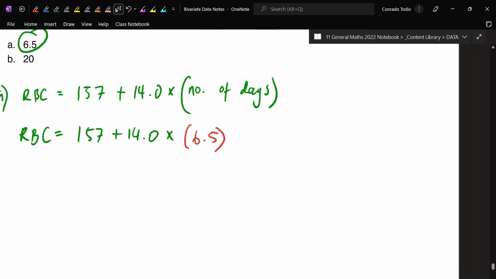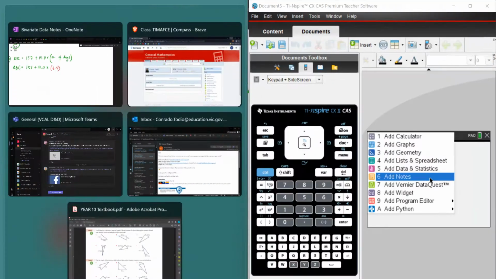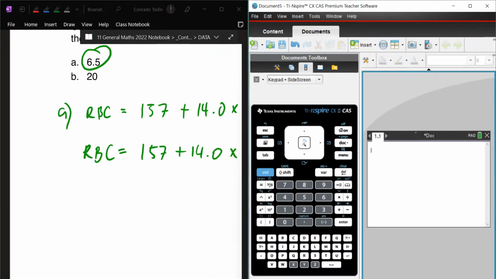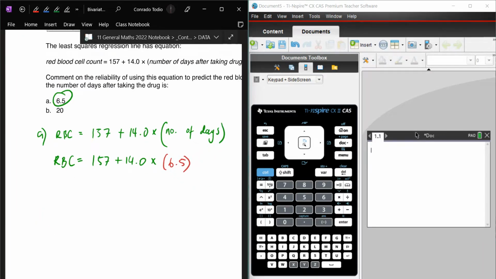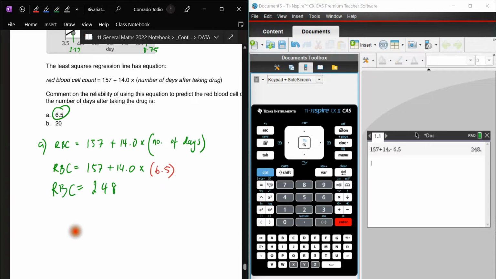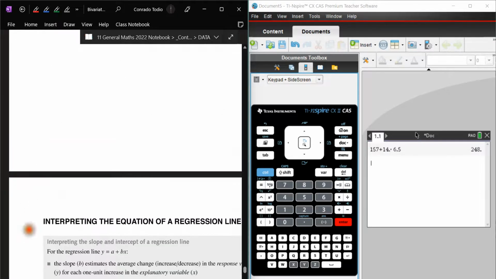So on my calculator, put that in. Just use your formula as you see. So it's going to be 157 plus 14.0 times 6.5. 248. Now, I don't actually know what's the normal red blood cell count, but it sounds normal. 248 red blood cells. Anyone do bio here? Is that normal? Not sure. I think that's a normal amount of blood cells.